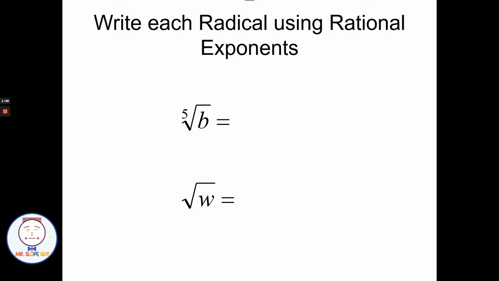All right, you guys take these two that are given in radical form, pause the video here, and write them with a fraction for the exponent. All right, welcome back. We got b to the 1/5, and the square root of w is equal to w to the 1/2 power.